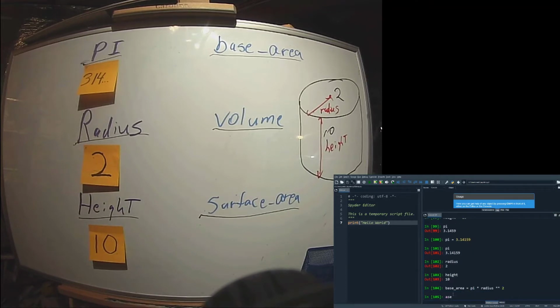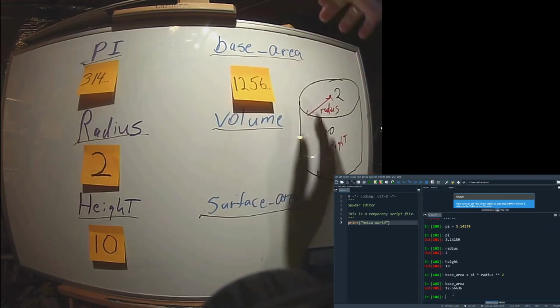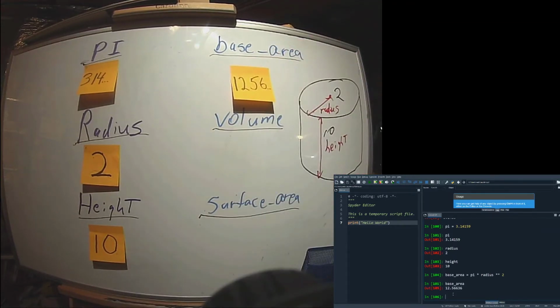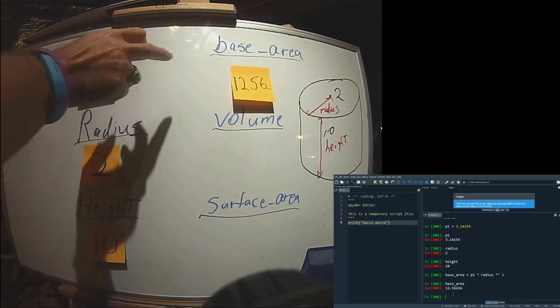So if we look at what's in base area, we should be able to see that this should be somewhere around 12.5 or something. 12.56636. These are small pieces of paper instead of very large balloons. So we will approximate that with 12.56. So now we have 4 values stored in memory in labeled memory locations, right? Places we know. One is pi, radius, height, and this base area.